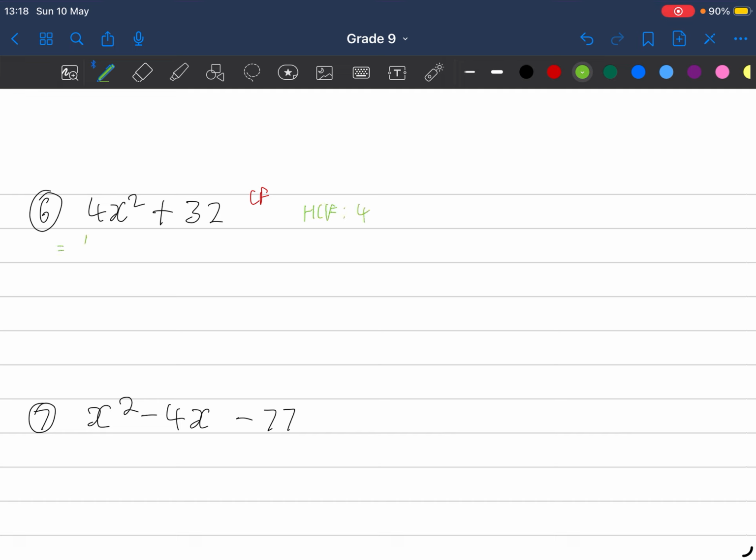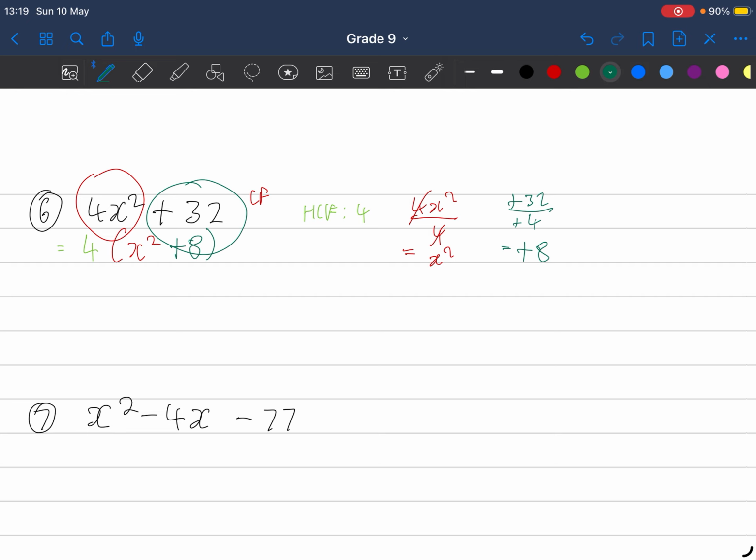So I'm going to pull out the 4 and then take my first term, 4x squared divided by 4. Cancel the 4's, I'm left with x squared. Then I can take my second term, which is positive 32 divided by 4. Positive divided by positive is a positive, and 32 divided by 4 is 8. So my answer here is going to be plus 8. So it's 4 into (x squared plus 8).